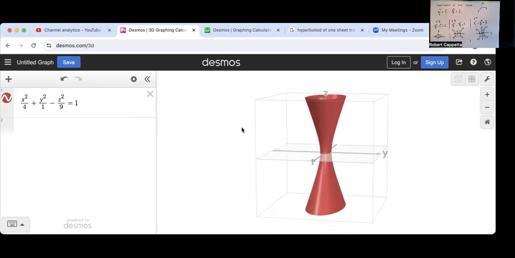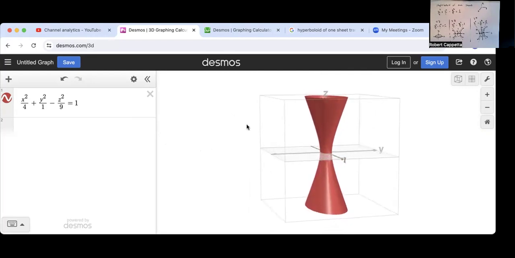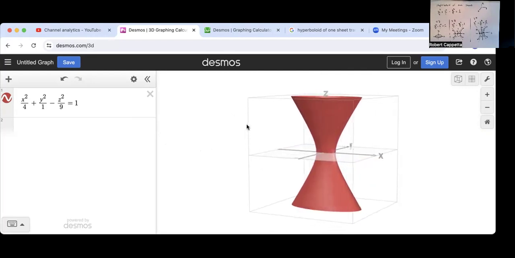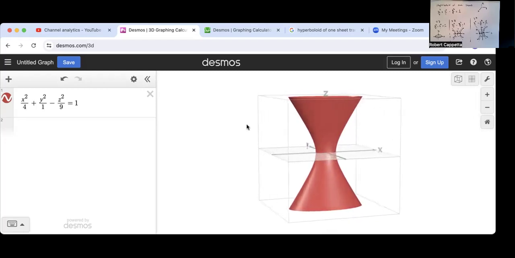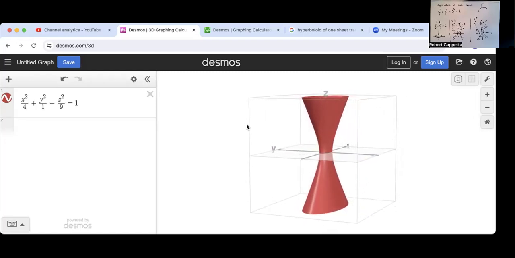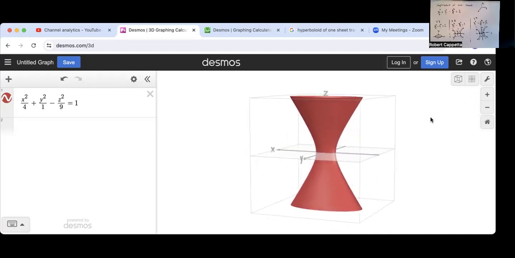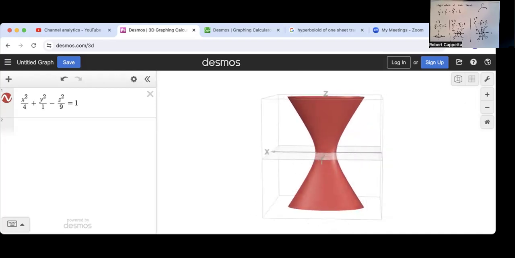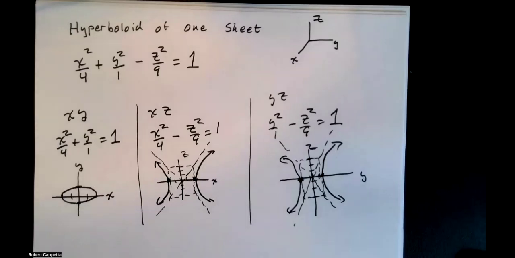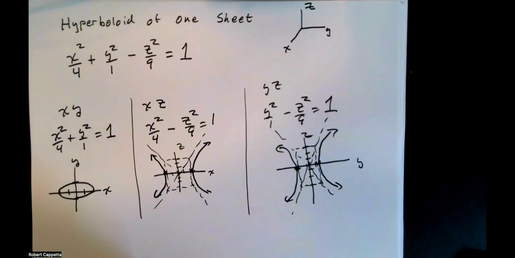a hyperboloid of one sheet. Now, what I need to know here is what is the axis of symmetry. So notice how this thing is spinning around. The axis of symmetry that this is spinning around is the z-axis. So that is something that I like to say in this situation. So for this hyperboloid of one sheet, the axis of symmetry is the z-axis.